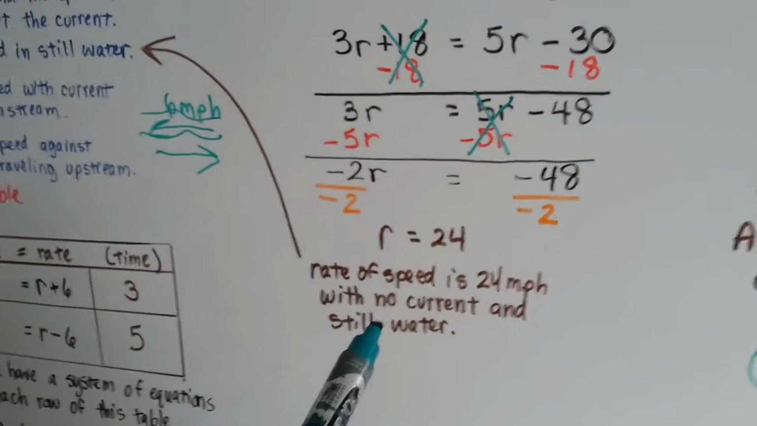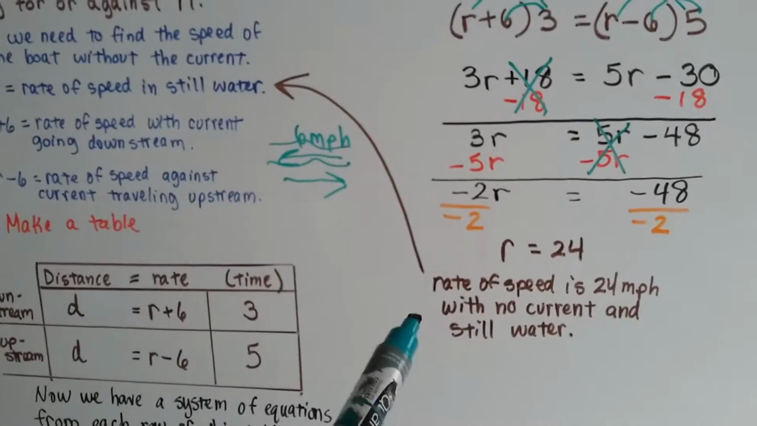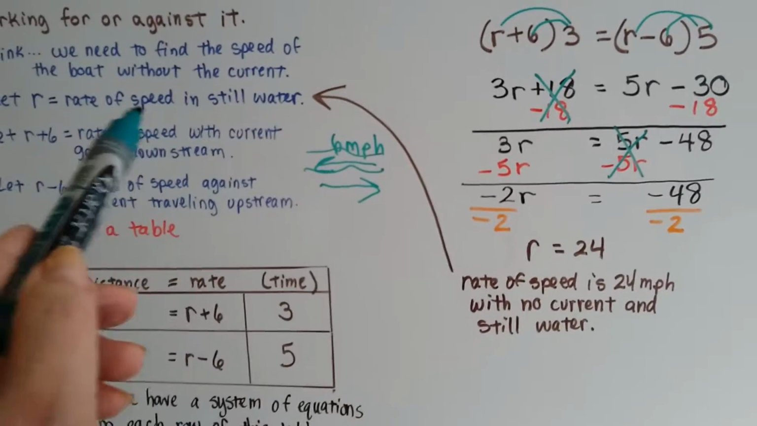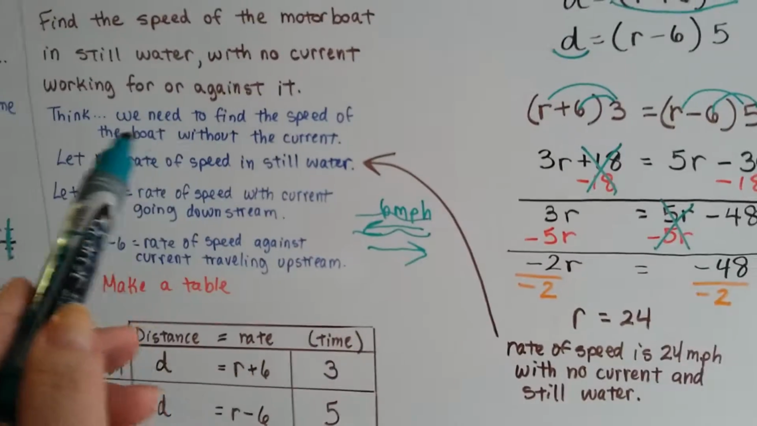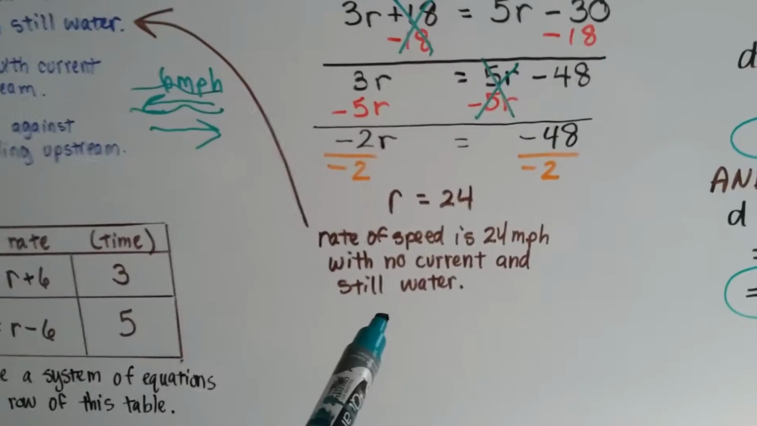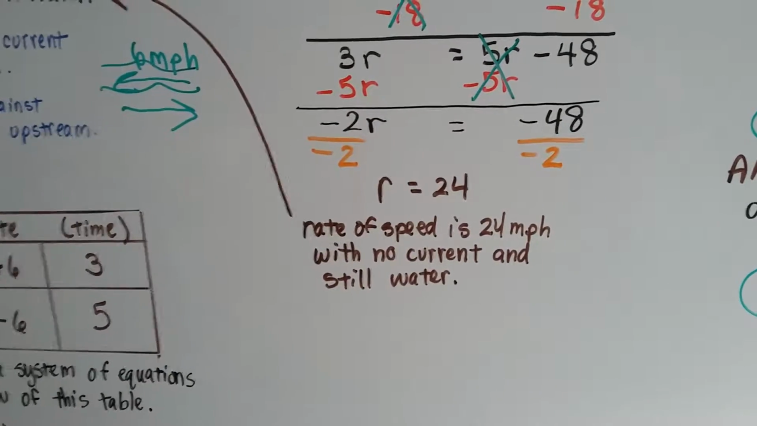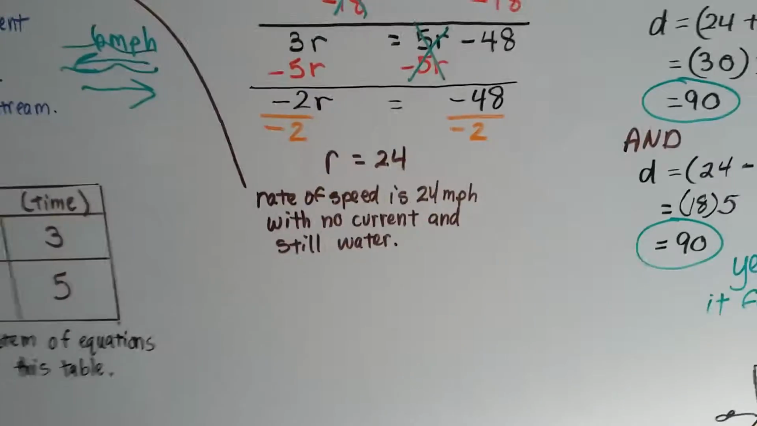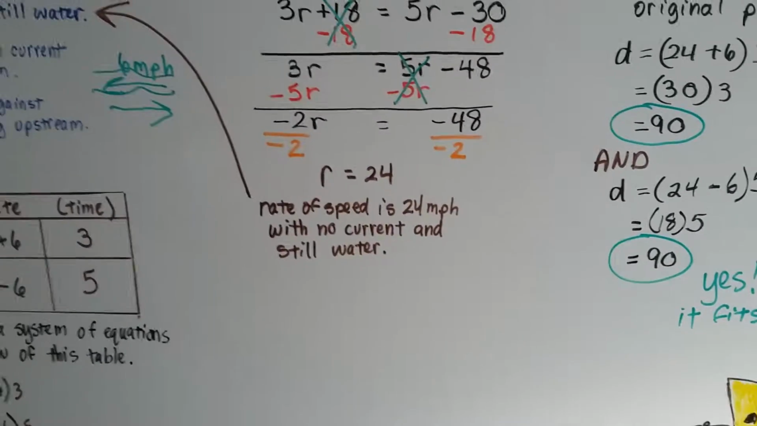So we know the rate of speed is 24 miles per hour, because that's r. It's the rate of speed in still water, and that's what we were trying to solve for, wasn't it? Without the current, in still water. So we know our answer is 24. Okay? With no current. That's the miles per hour that the motorboat was going.